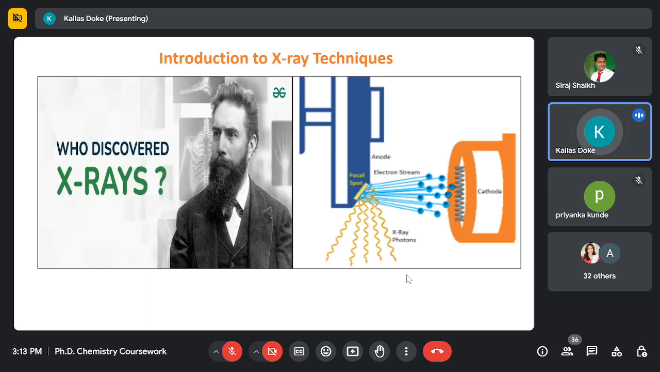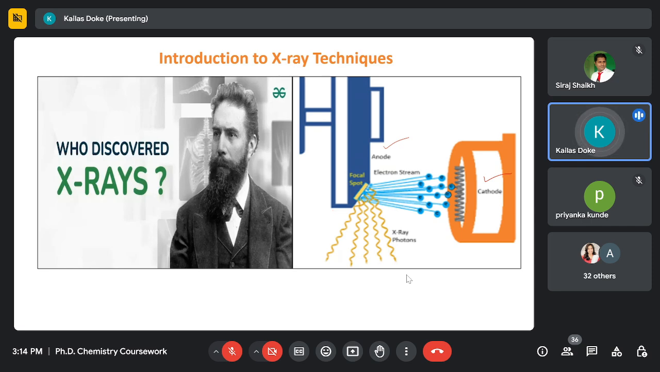So in the X-ray tube, this is just a block diagram of an X-ray tube. It consists of two electrodes, one is the cathode and one is the anode. Cathode and anode are two oppositely charged electrodes where a strong electric field is applied. In the X-ray tube, electrons come from the cathode with very high energy, since high voltage is applied, and they are bombarded on the anode.